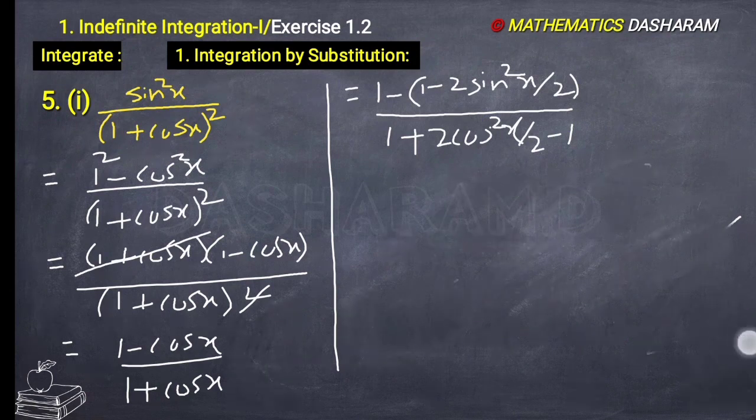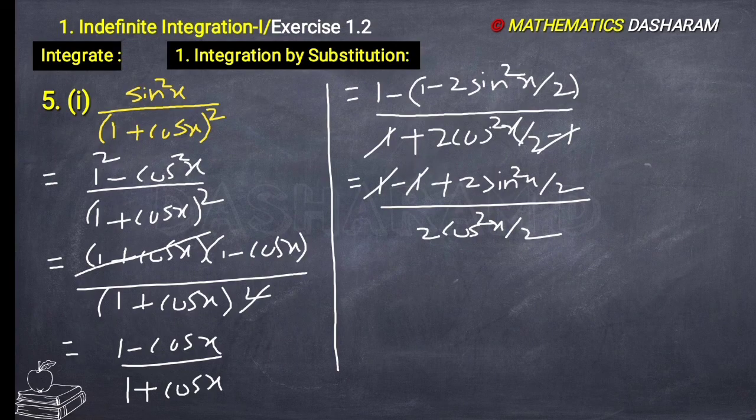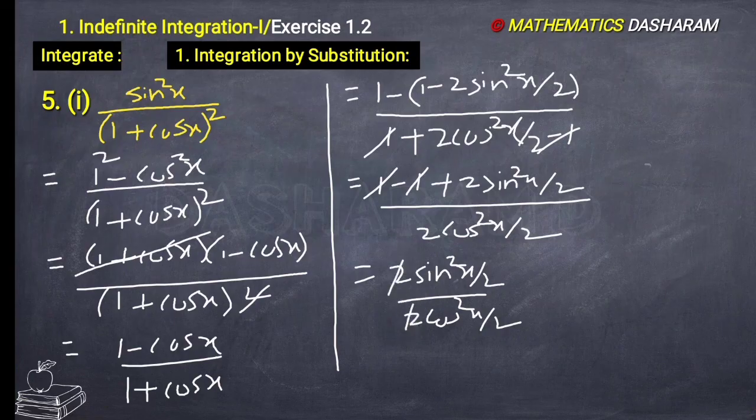Next, remove the bracket in the numerator. So it equals 1 minus 1 plus 2 sin square x by 2, divided by 1 plus 2 cos square x by 2 minus 1. The 1 and minus 1 cancel. We get 2 sin square x by 2 divided by 2 cos square x by 2, the 2 cancels. It equals tan square x by 2.